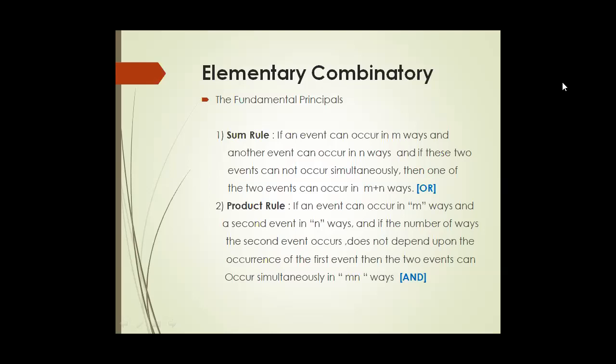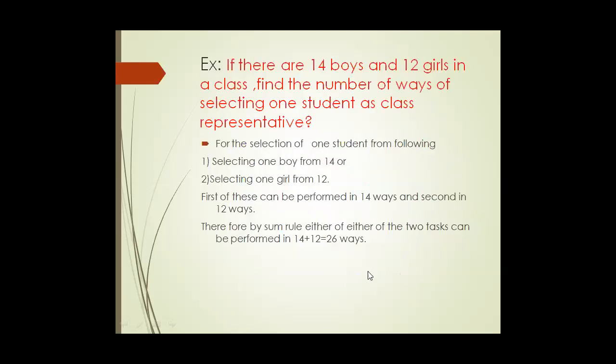Coming to the product rule: if an event can occur in m ways and a second event can occur in n ways, and if the number of ways of the second event does not depend upon the occurrence of the first event, then the two events can occur simultaneously in m into n ways. If the second event does not depend upon the first event, then we can apply the product rule.